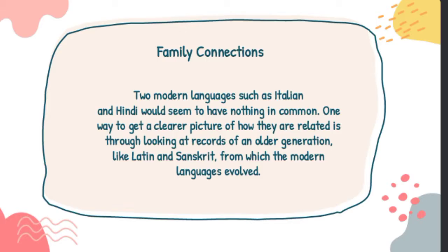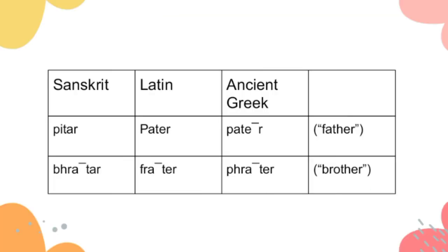Family connections. Two modern languages such as Italian and Hindi would seem to have nothing in common. One way to get a clearer picture of how they are related is through looking at records of older generations, like Latin and Sanskrit, from which the modern languages evolved. We can see in the pictures, Sanskrit, Latin, and English are similar in pronouns.